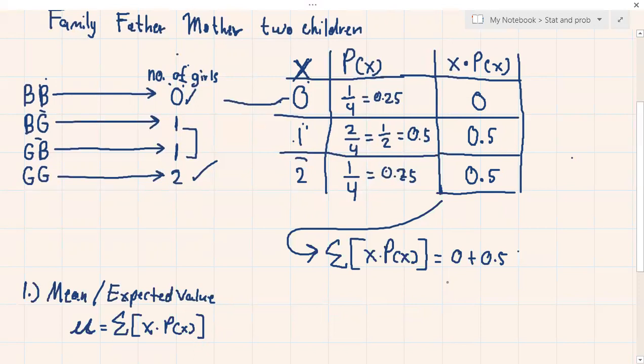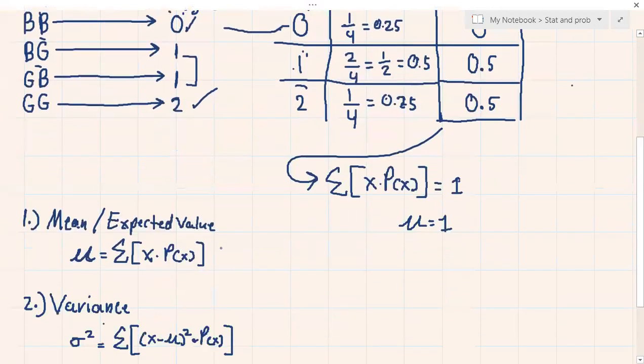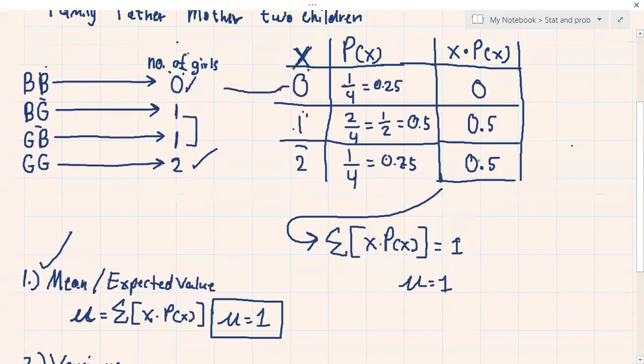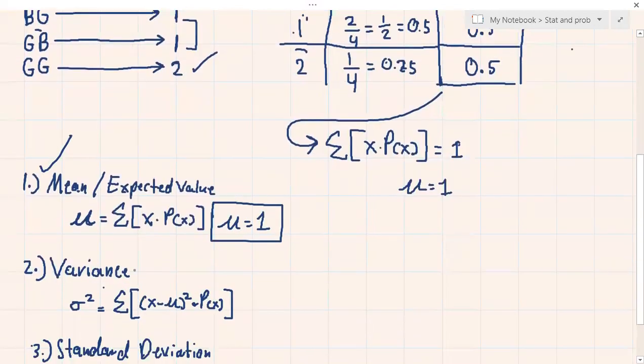Therefore, ang mean dito is what? Ang mean dito ay si 1. Okay? So, the mean here is 1. So, we're done at number 1. Finish. Okay, we're good to go. Now, let's proceed to the next thing. Paano naman si variance? How are we going to find the variance?